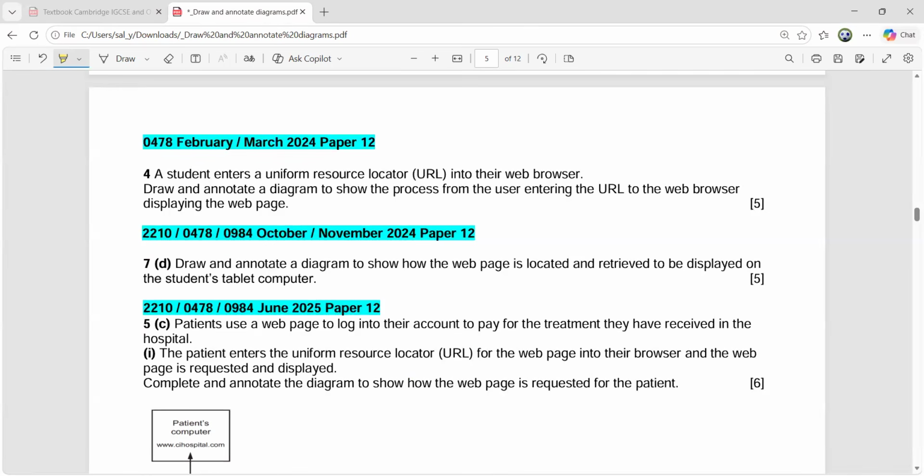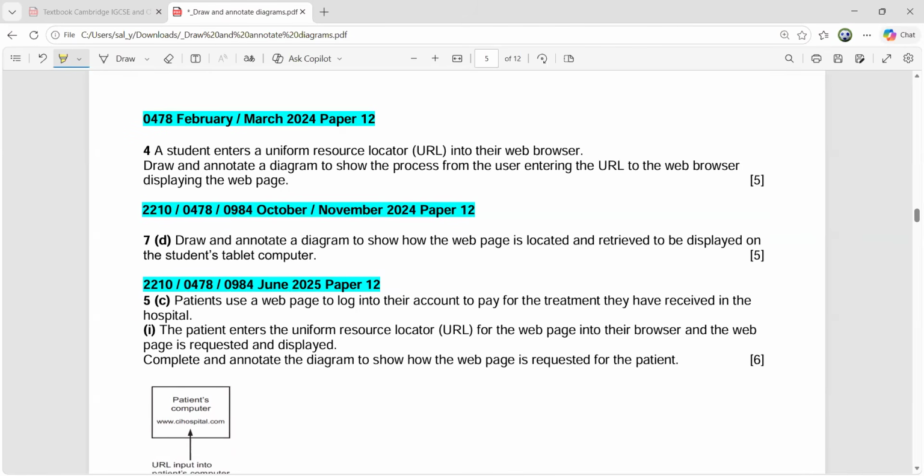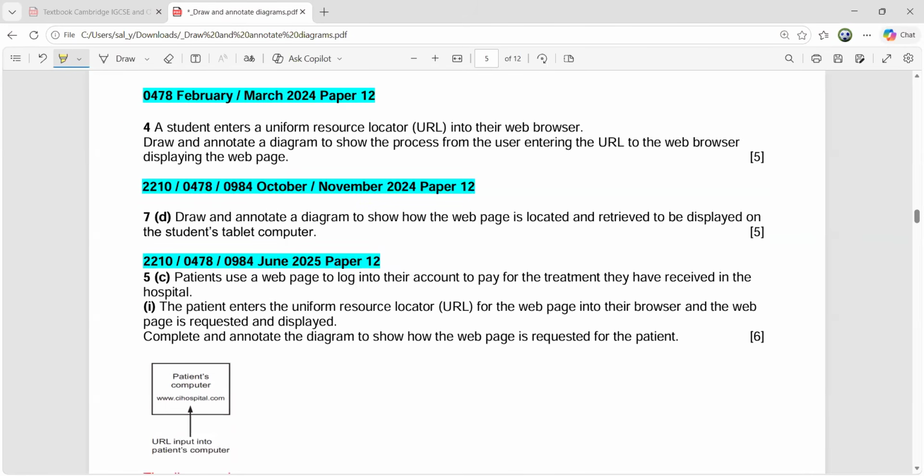The next is 0478 October, November 2024, paper 1-2. First it was February, March 2024, and now it is the same question in a similar manner, with a little bit of variation in October, November 2024, paper 1-2: draw and annotate a diagram to show how the web page is located and retrieved to be displayed on the student's tablet computer. Then another time it has come in 2025 June, paper 1-2, again with a little bit of variation. This is what I want you all to learn. That's why they are all grouped together under one head, to make you understand that the main theme is the same, but the questions are framed a bit differently every single time.